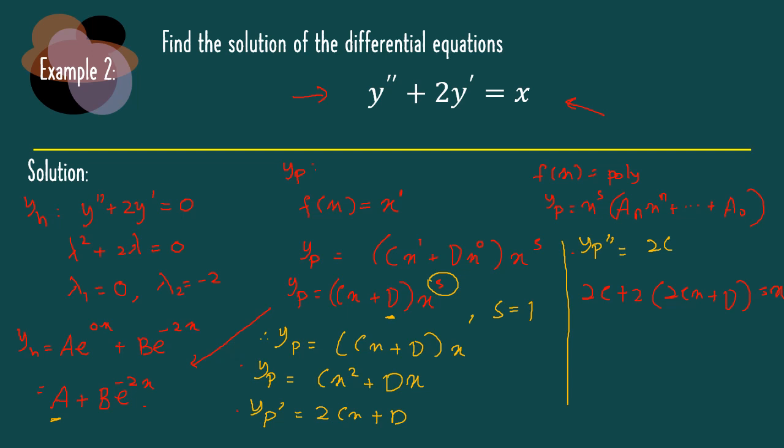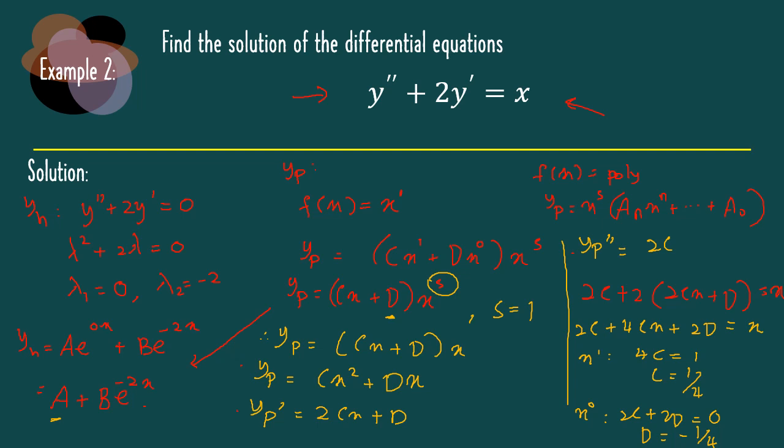Now we are going to find the values of c and d. We just need to compare between the left side and the right hand side. So we expand first: 2c plus 4cx plus 2d is equal to x. For x to the power of 1, we have 4c equal to 1, so c is equal to 1 over 4. For x to the power of 0, we have 2c plus 2d equal to 0. We already have the value for c, so we just need to find the value for d. We rearrange, d is equal to minus 1 over 4.